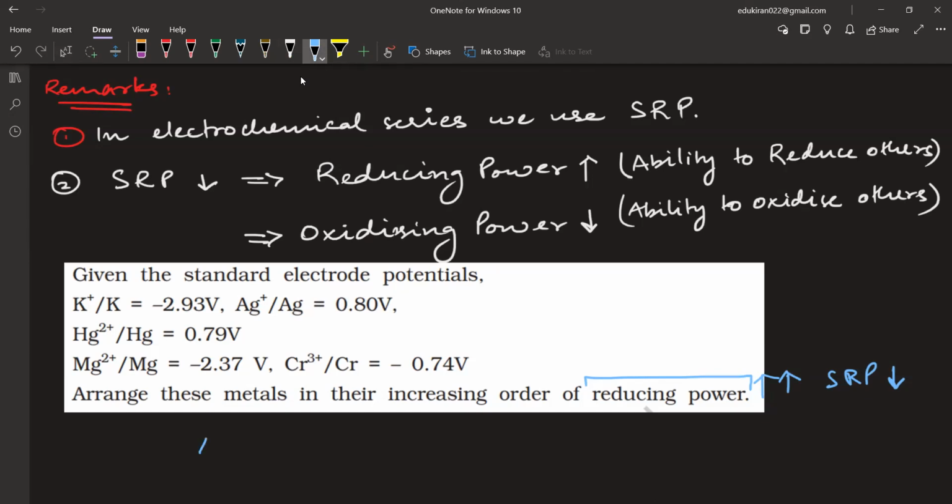Okay, you all got electrochemistry. So in increasing order, the lowest to the highest. The highest here is Ag, right? Ag followed by Hg, followed by Cr, followed by Mg, and followed by K. That is it. Did you understand? Yes or no, please tell me. All of you got this? Yes, sir. Okay, very good. Now this is the first application of the electrochemical series.